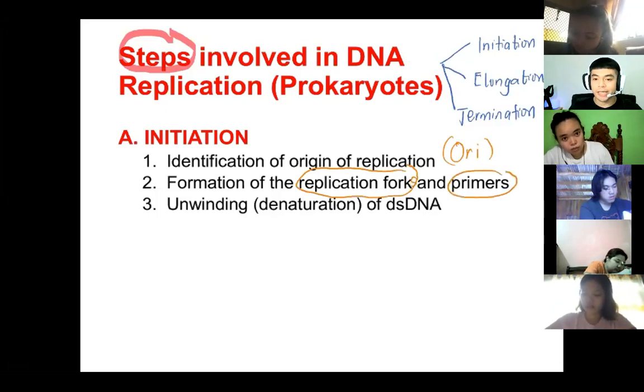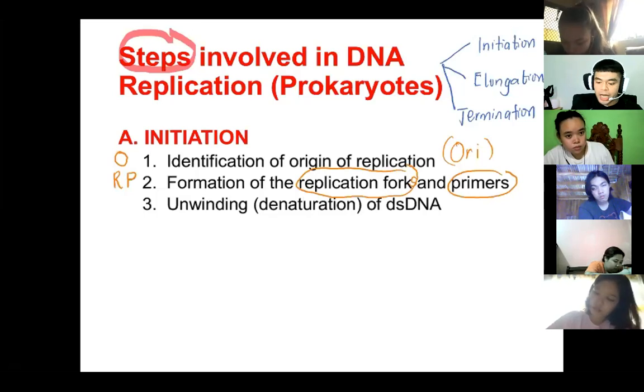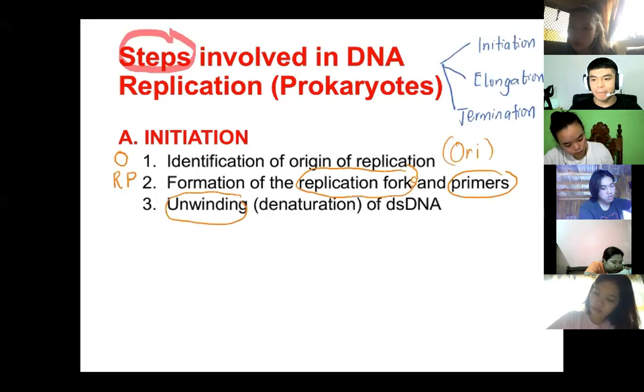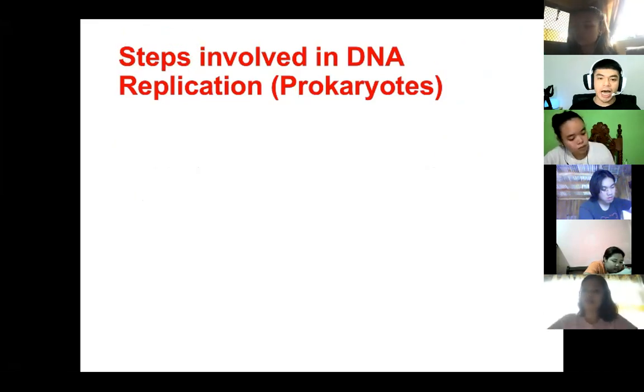So in short, in step 2, take note we have replication forks and then primers. So ORI, replication forks, and then primers. Next, on the third step under initiation, we have unwinding. Another term for unwinding? Unzipping. Okay, unzipping of double-stranded DNA. So all of these are under initiation. Later, it will all make sense.